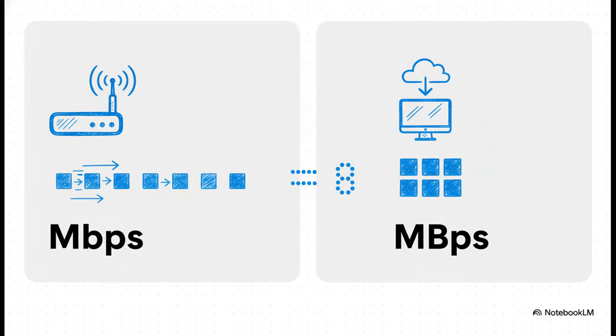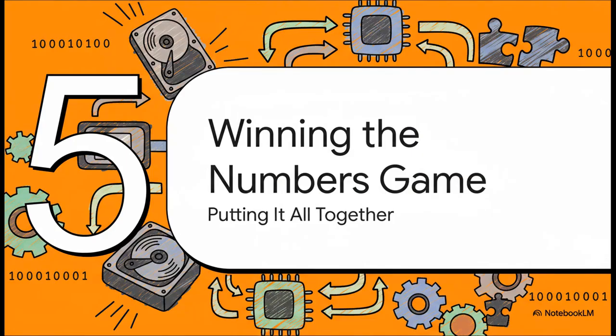The answer is all about that 8-to-1 rule we talked about. The lowercase b in Mbps stands for megabits. That's what internet providers advertise. The uppercase B in MBps stands for megabytes. That's often what your computer shows when you're downloading a file. And since there are 8 bits in a byte, 100 megabytes per second is 8 times faster than 100 megabits per second. So what's the lesson here? Always watch the capitalization.